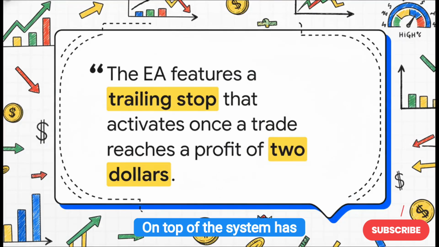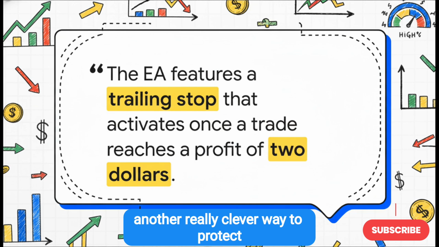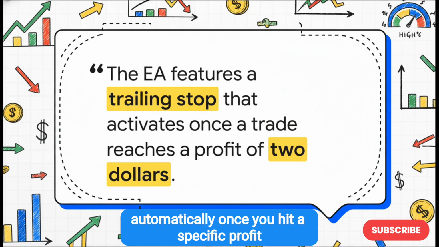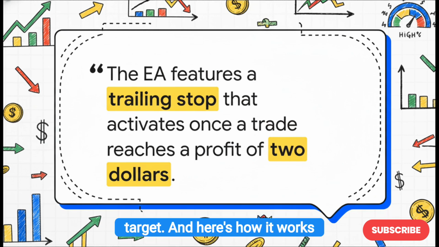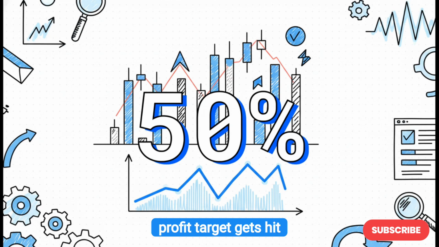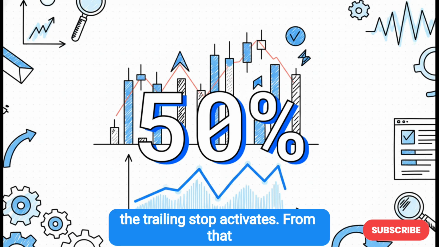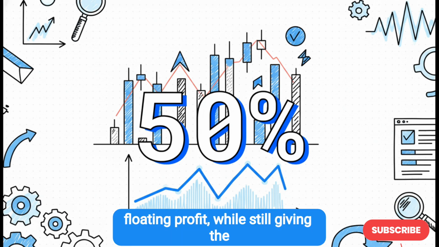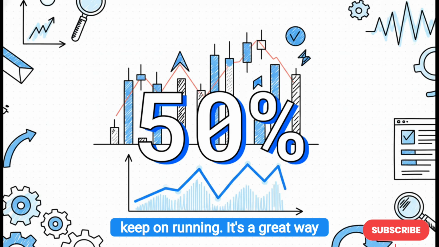On top of that, the system has another really clever way to protect profits once a trade is in the green. It's a trailing stop that can be set to kick in automatically once you hit a specific profit target. And here's how it works. Once that $2 profit target gets hit, the trailing stop activates. From that point on, it automatically moves up to lock in 50% of any of your floating profit, while still giving the trade enough room to hopefully keep on running. It's a great way to protect your gains.